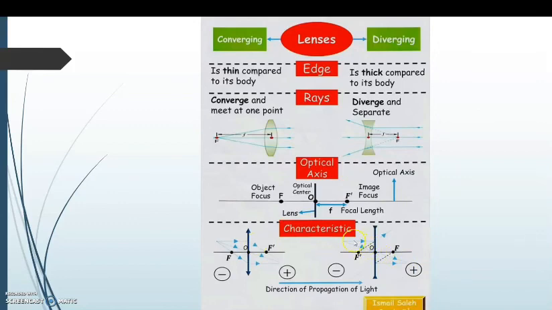In the diverging lens, the parallel ray diverges out as if coming out from the image focus F prime. The second case, which is the ray passing through the optical center, continues undeviated, and the third ray, which seems to come into the object focus, continues parallel. So these are called particular rays, three cases.